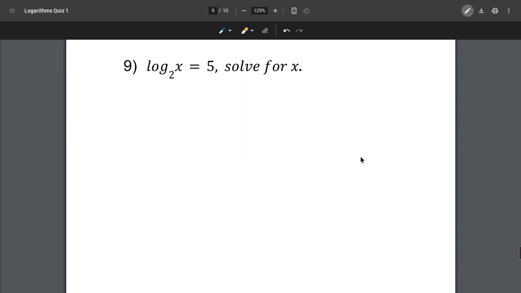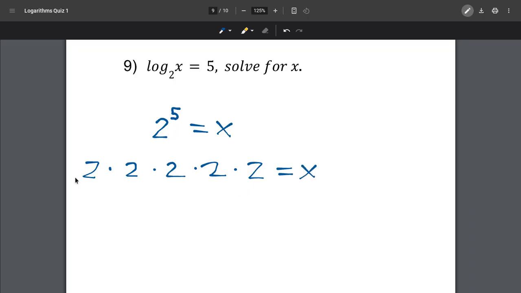All right, problem 9. Log base 2 of x equals 5. So this is slightly different, even though we had the same numbers, but just rearranged. So we're going to write in exponential form. The base this time is 2. The power this time is 5. That equals x. So that's essentially 5 2's multiplied together. So 2 times 2 times 2 times 2 times 2 equals x. 2 times 2 is 4. 4 times 2 is 8. 8 times 2 is 16. And 16 times 2 is 32. So x equals 32 in this case.